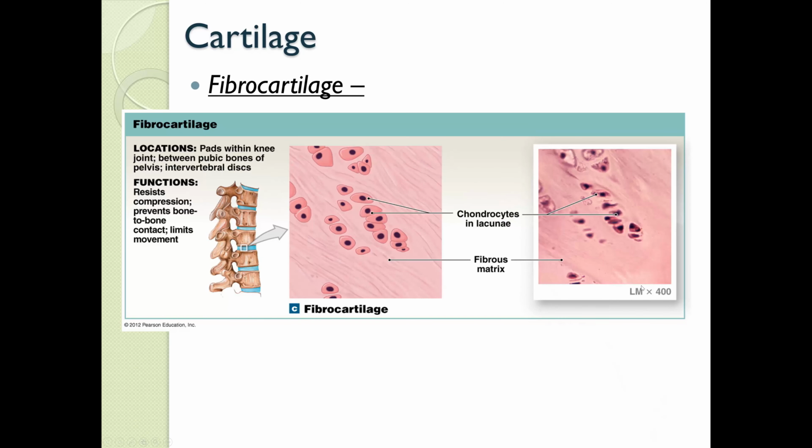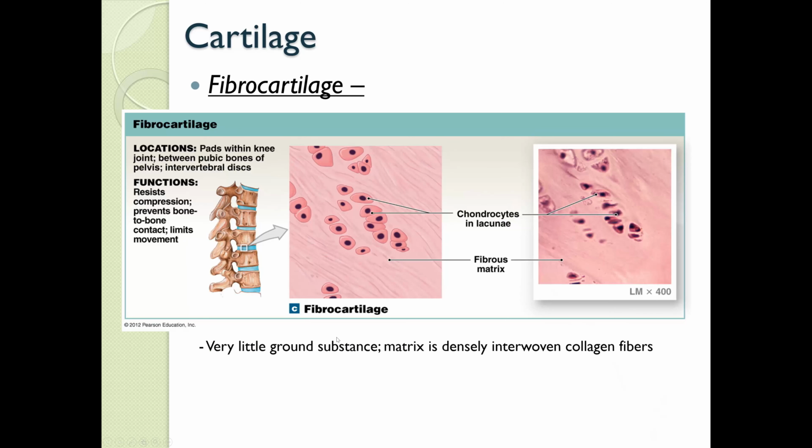And the last type of cartilage is fibrocartilage. You can find this in the pads within your knee joint called the menisci. It's also between the 2 pubic bones of your pelvis, and it's in your intervertebral discs, so those thick pads of cartilage that sit between each vertebrae. Fibrocartilage functions to resist compression, to prevent bone-to-bone contact, and it also helps to limit movement.